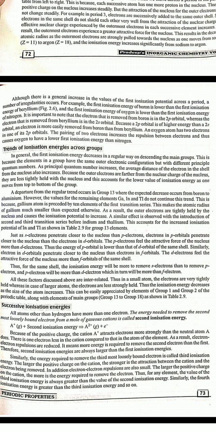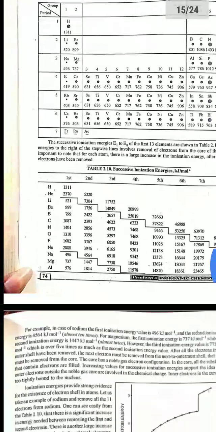The larger the positive charge on a cation, the stronger is the attraction between the cation and the electron being removed. In addition, electron repulsion also increases. The larger the positive charge on a cation, the more energy is required to remove the electron. Thus, for any element, the value of the third ionization energy is always greater than the value of the second ionization energy. Similarly, the fourth ionization energy is greater than the third ionization energy, and so on.